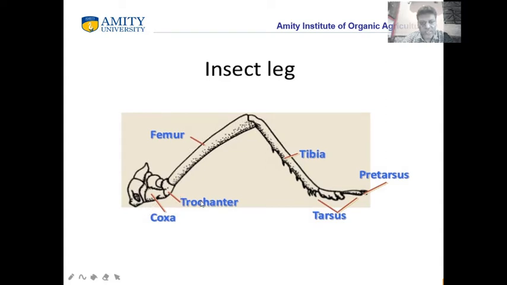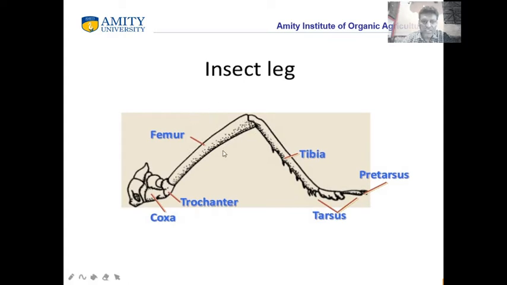And then the second part is the trochanter. Trochanter is a very important part of a leg which controls the movement of the whole leg. It can transmit mechanical neurons. They help in the movement of the femur and tibia for locomotion. So the trochanter is a small joint between the coxa and the femur.